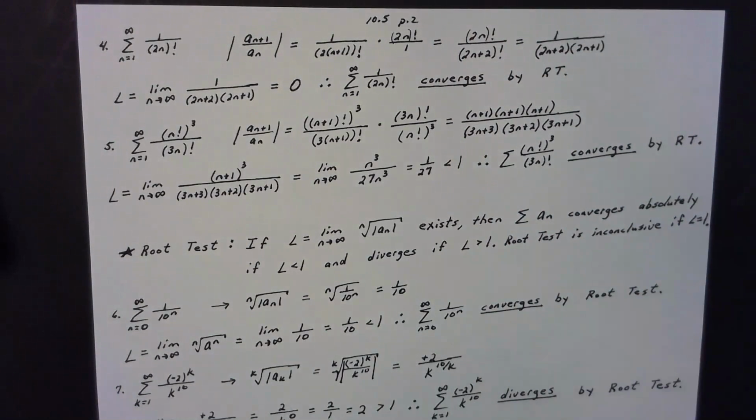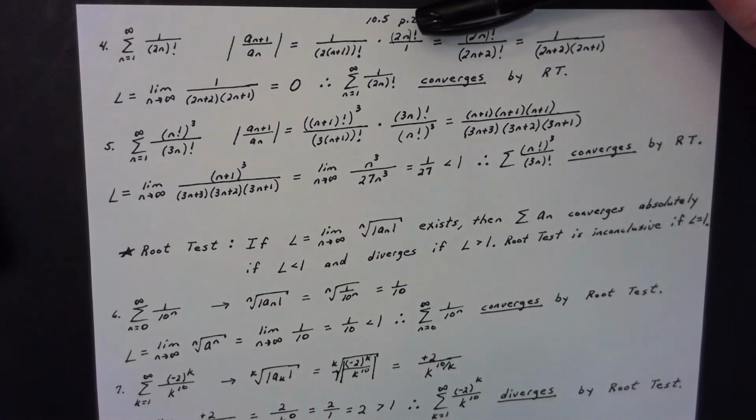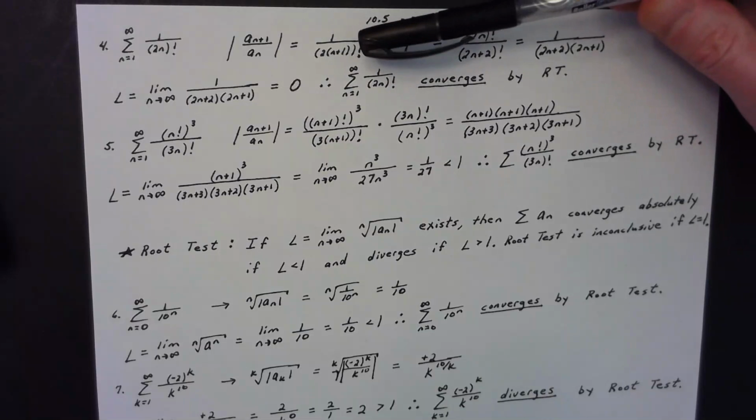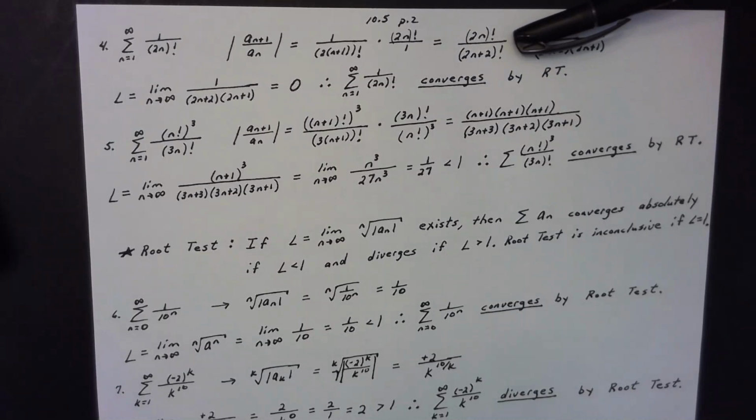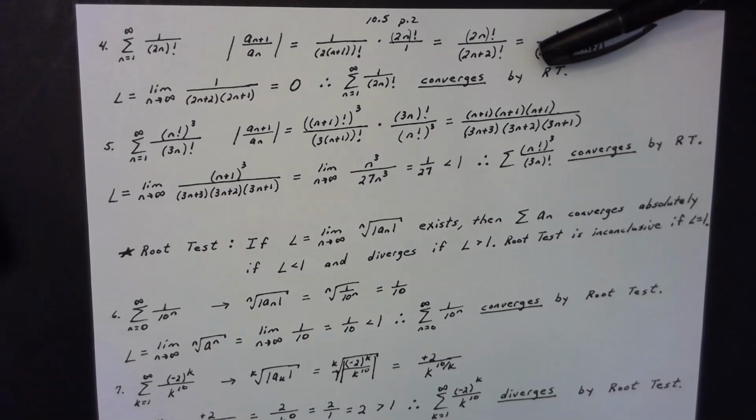So now I'll say, okay, my numerator is 2n quantity factorial. My denominator is 2n plus 2 factorial here. So I know that that denominator has 2 more terms in it than my numerator does. 2n plus 2 factorial would be 2n plus 2 times every integer less than that.